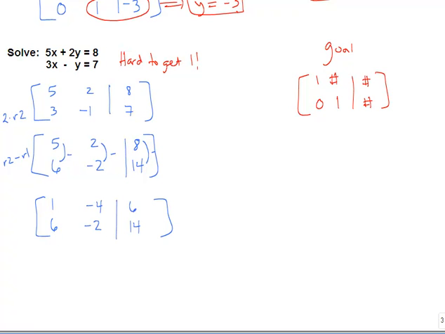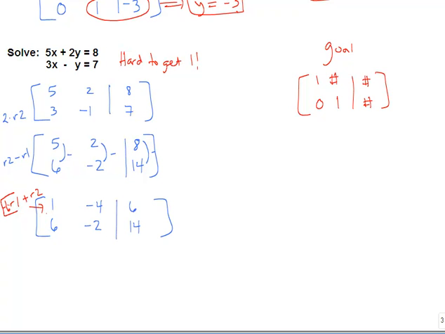The way that you get your 0 is you take whatever number you're trying to get rid of, which in this case is 6, and you multiply your row that has the 1 by the opposite of that number. So I'm going to do negative 6 times row 1 and add that back to row 2. So this is that two-step process.